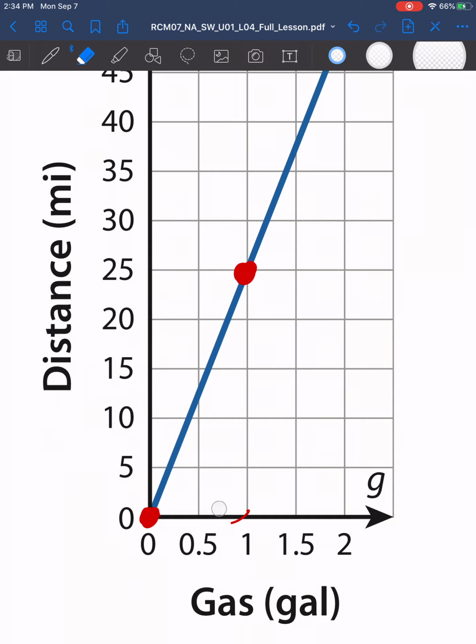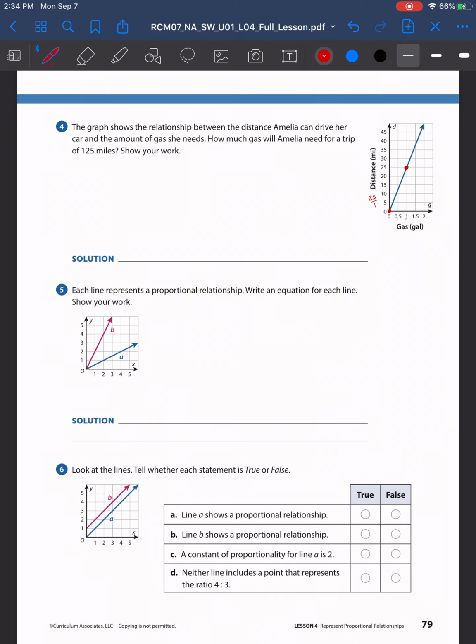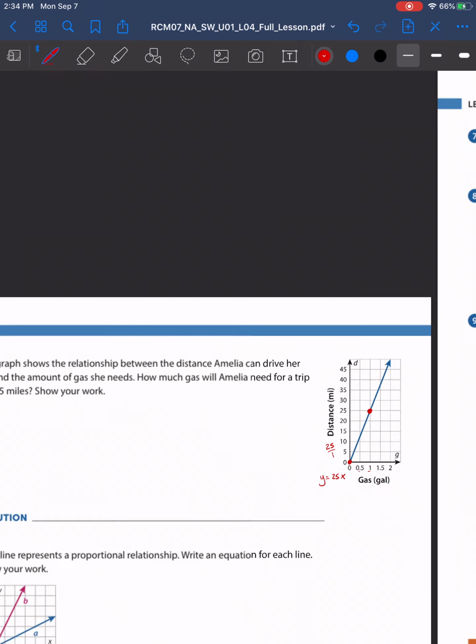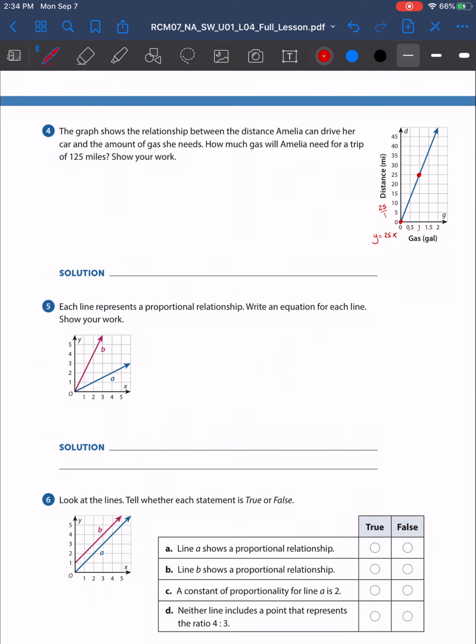Okay, so what is the slope? The slope is up 25, so that's our rise. And then it runs 1 over because the scale is going up by halves. So it's 25. So knowing now that I know my slope, I can now put that into my equation, y equals 25 times x. So now let's see how much gas, which is x's, she will need for 125 miles, which is y's. So I know my y is going to be 125.